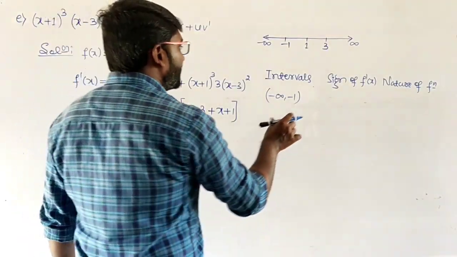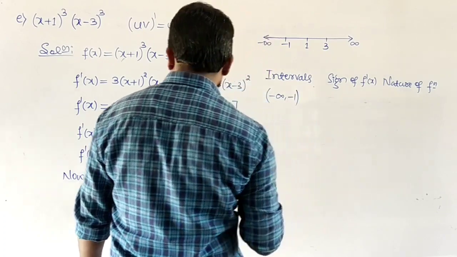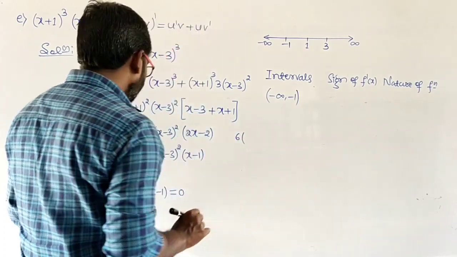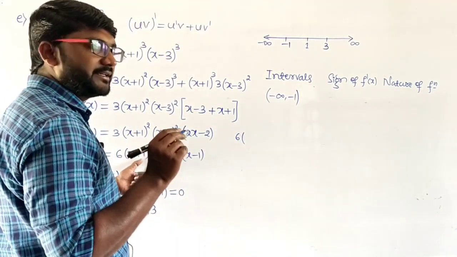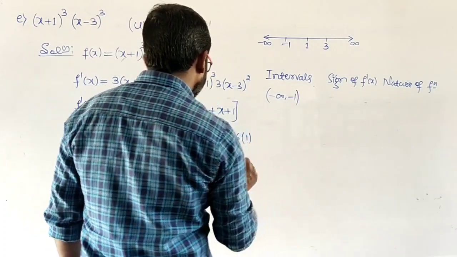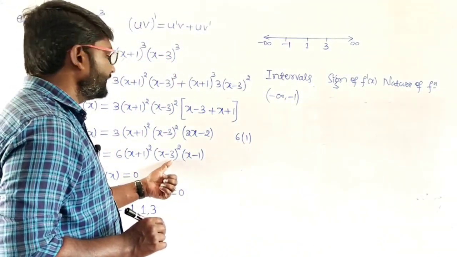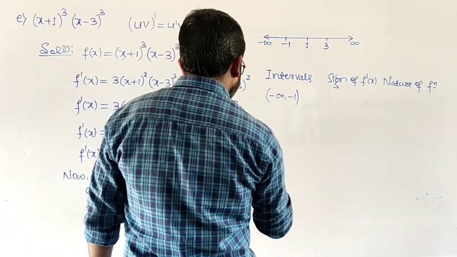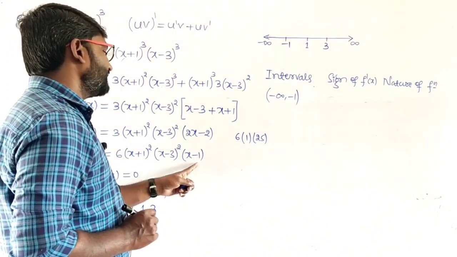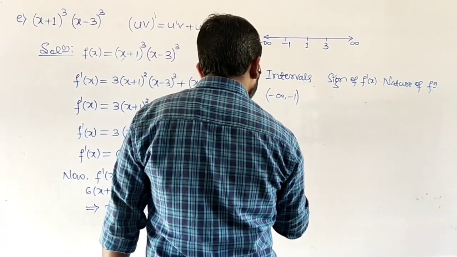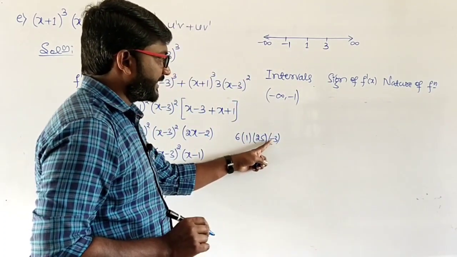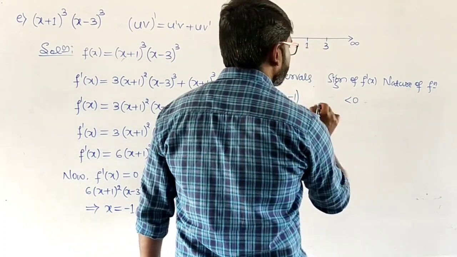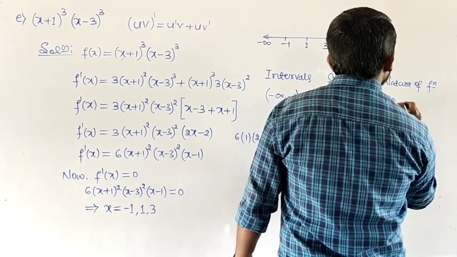Let us take minus 2 and substitute in f dash of x. So this is our f dash of x, 6, and then here we have to write minus 2. Minus 2 plus 1 will be minus 1, minus 1 the square it is plus 1, then minus 2 minus 3 it is minus 5, minus 5 the square it is plus 25, and then here we have minus 2 minus 1 it is minus 3. So overall you have a minus sign here, that means the product will be less than 0. So sign of f dash of x is going to be less than 0 in this interval. It is strictly decreasing.